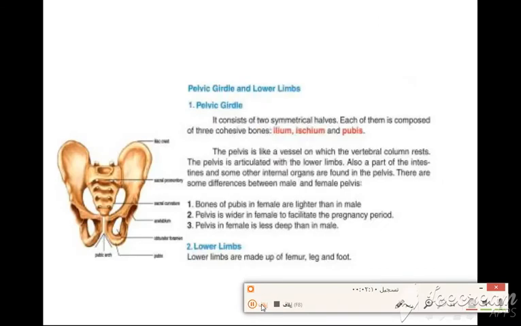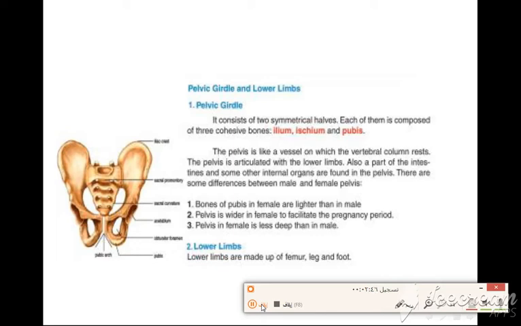Now let's talk about the pelvic girdle and lower limbs. Pelvic girdle consists of 2 symmetrical halves. Each of them is composed of 3 cohesive bones. They are ilium, ischium, and pubis. The pelvis is like a vessel on which the vertebral column rests, and the pelvis is articulated with the lower limbs. Also, a part of the intestine and some other internal organs are found in the pelvis.